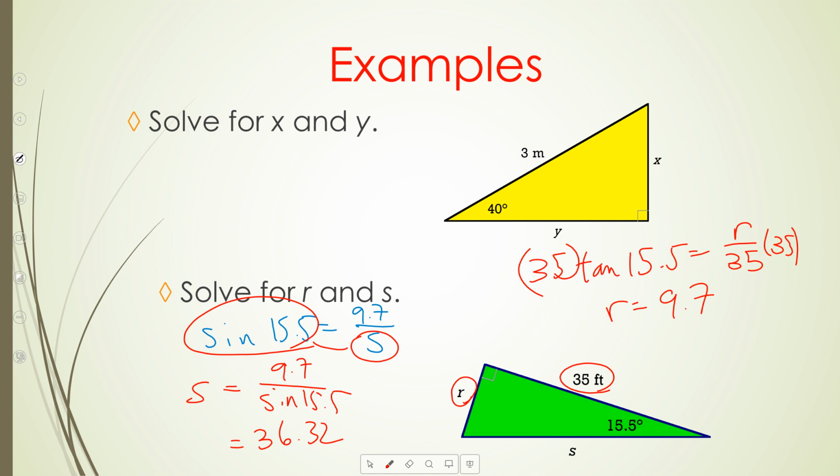Yeah. So the other way to do it would be to say the cosine of 15.5 is equal to 35 over S. Same thing. It's solving that problem where the variable is in the denominator that's going to cause trouble for some of you. But that's still Algebra 1 stuff. You should be able to solve that. If the switcheroo idea doesn't make any sense, then use Damien's idea and cross multiply. You get the same results.